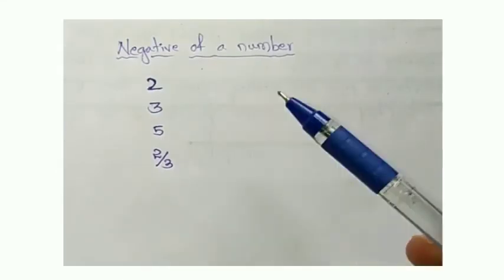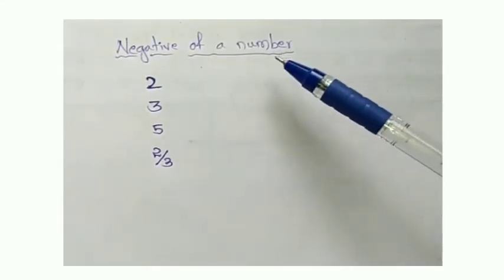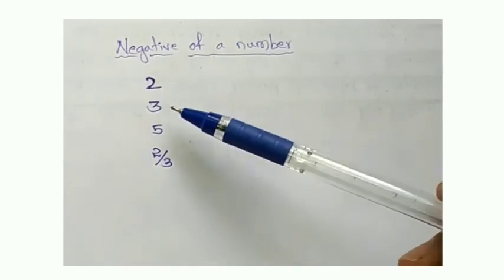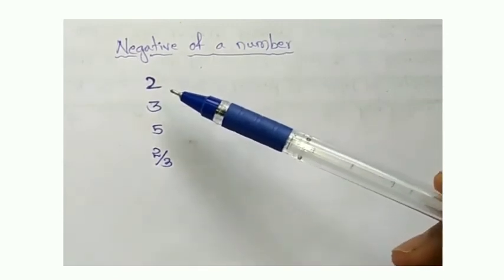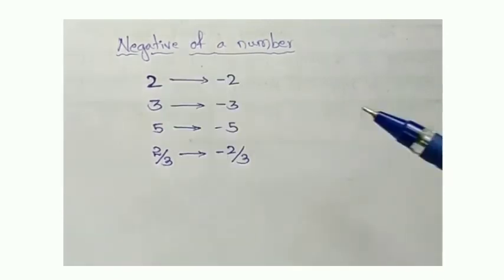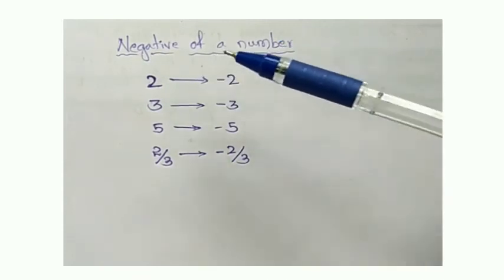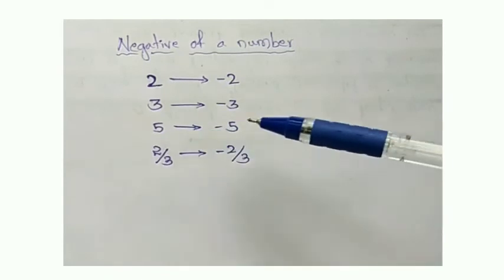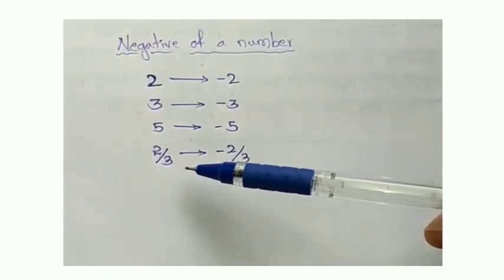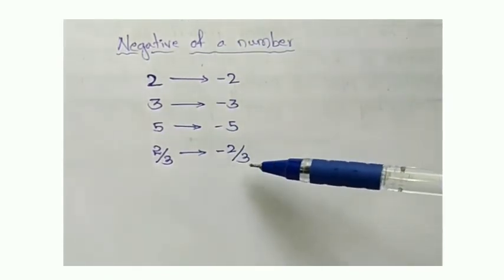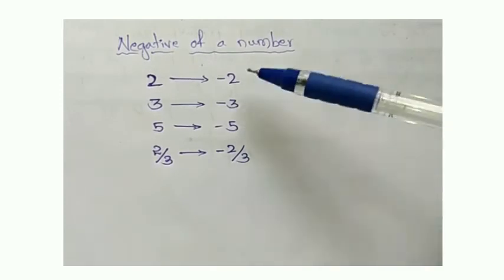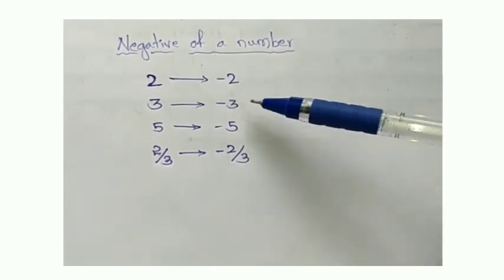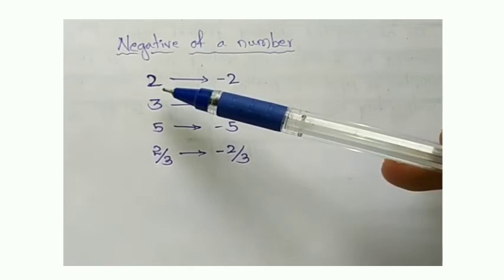Now the concept of the negative of a number. If you take any numbers, and I want to write them in negative, 2 becomes minus 2, 3 becomes minus 3, 5 becomes minus 5, 2 by 3 becomes minus 2 by 3. So how do we identify that these are the negatives of the earlier numbers?